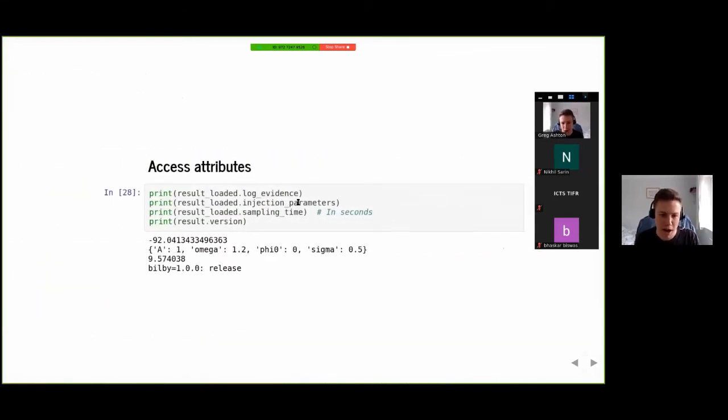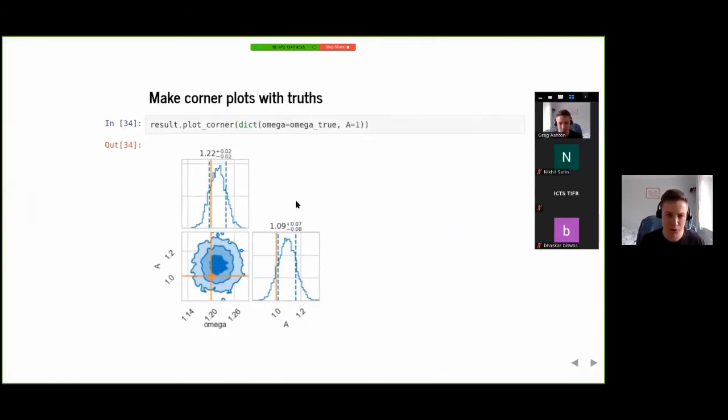Okay, great. And so I'll just go through these last few bits. As I say, you can print out things like log evidences. That's useful for the model comparisons if you do that. You know, all the different metadata which is stored in it. And I encourage you to look through that, use the tab function in IPython notebooks to find out what's stored, because there's tons of useful information.